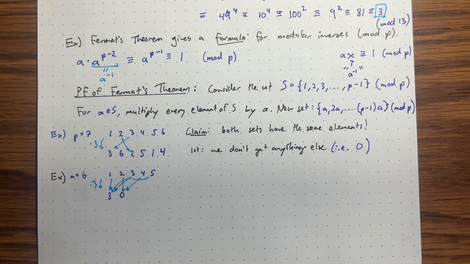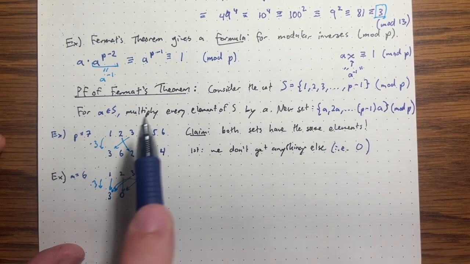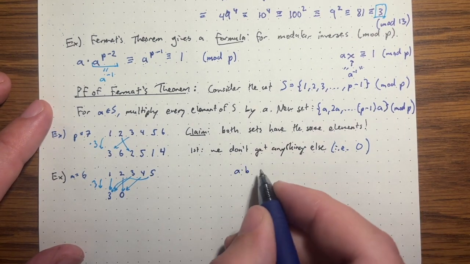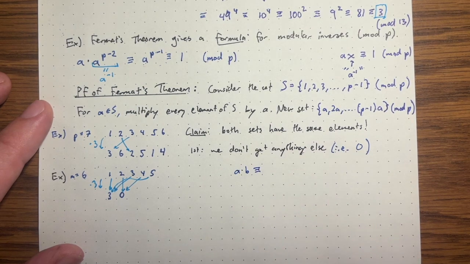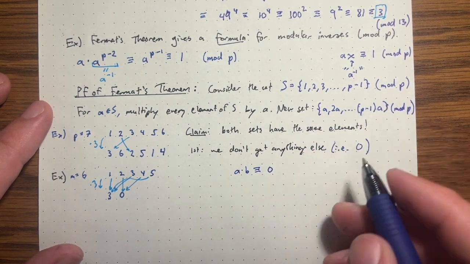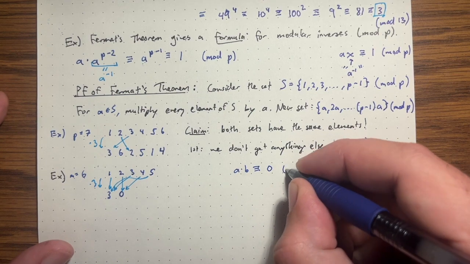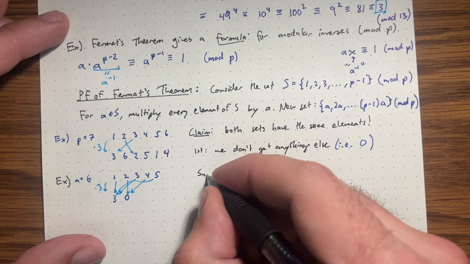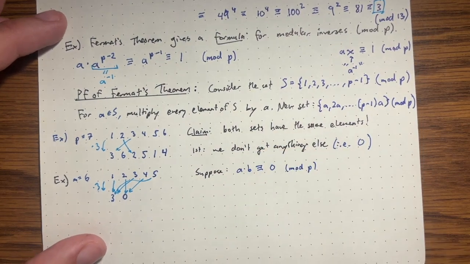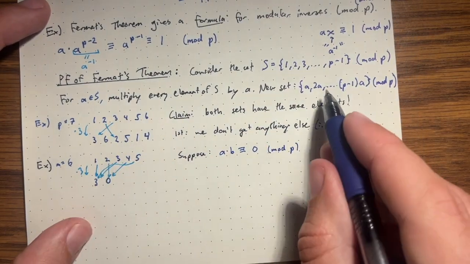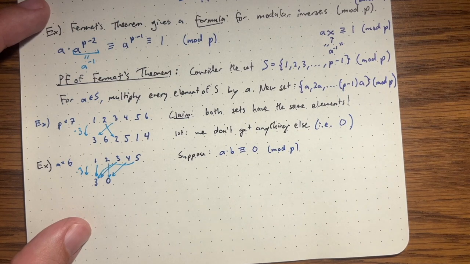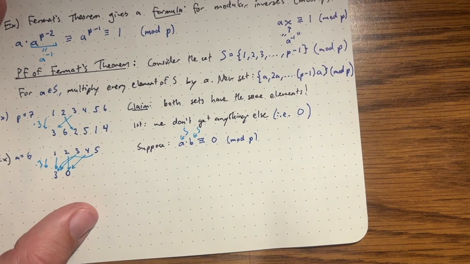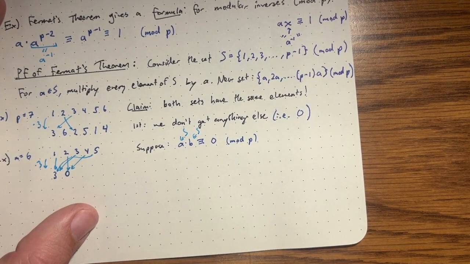How do we see that? Well, let's say I had an element of S, and I'm multiplying it by another element of S. I'll just call these A and B. And suppose, for sake of contradiction, that we multiply together two things in S and we do get a 0 in our new set. So these are both in S. Well, this cannot happen. That's what we want to conclude.